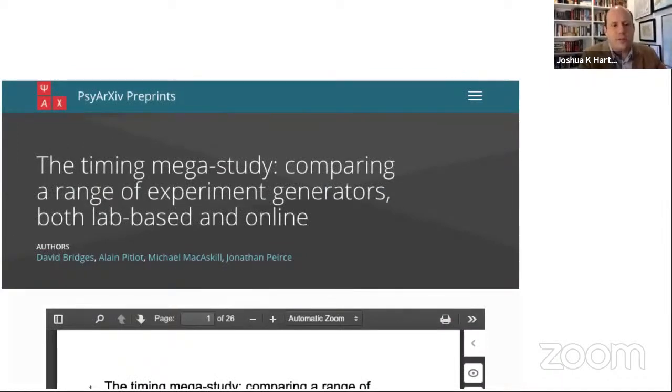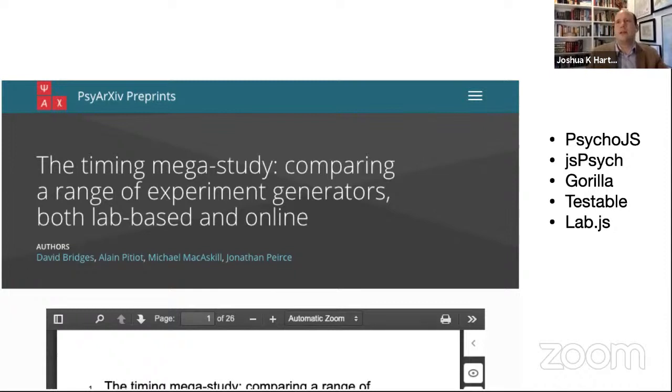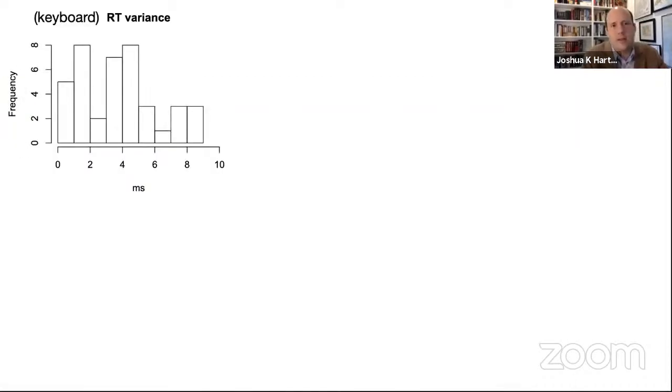The most useful information we have about this, most recent, is from this preprint you can find. I will say the people who did this study do have a paid service for online studies, so they obviously have a conflict of interest. Whether you think that affects any of the results, I don't see. The results look consistent with earlier studies, so I'm not concerned about it personally, but it's FYI. They looked at Psycho.js, which is their program, PsychoPy, but the JavaScript version, JS Psych, Gorilla, Testable, and Lab.js. And in a bunch of different browsers on different hardware, right?